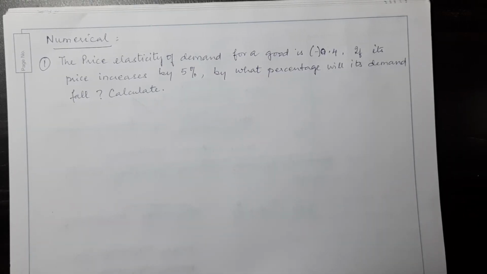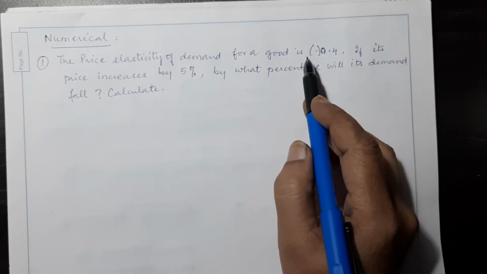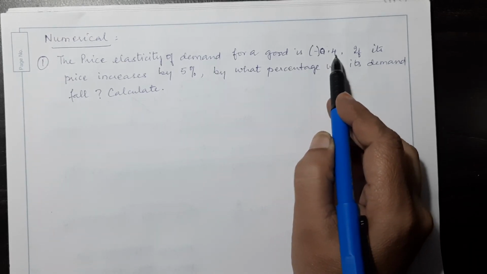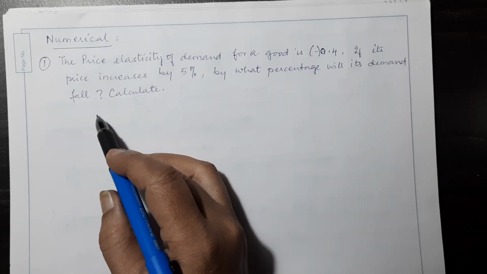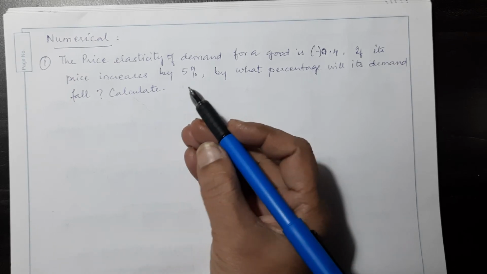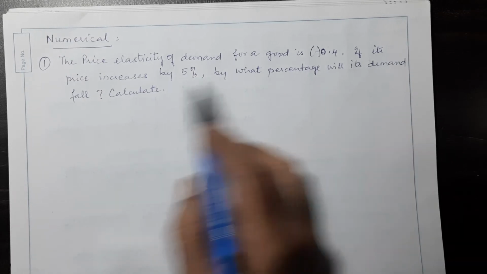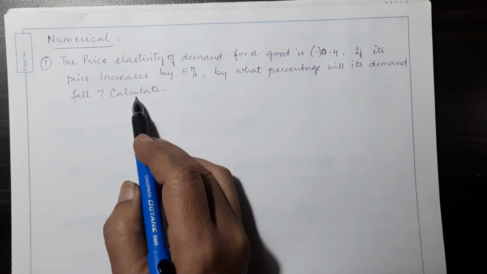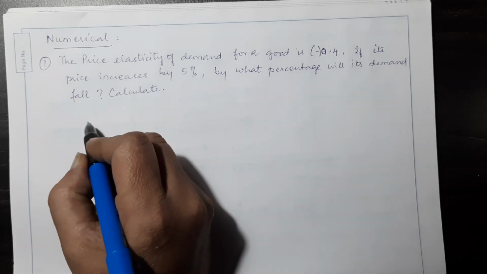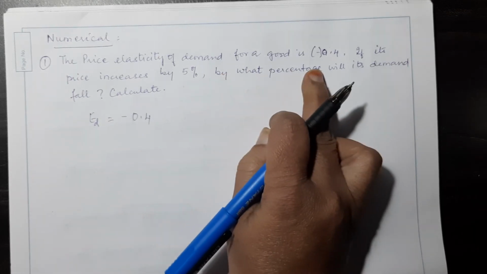Let's try to solve a numerical to calculate price elasticity of demand. The price elasticity of demand for a good is minus 0.4. If its price increases by 5%, by what percentage will its demand fall? Calculate. So here clearly he is telling us price is increasing, and by what percentage will its demand fall? So when price is increasing, demand is falling. Calculate. So let's say price elasticity of demand ED is equal to minus 0.4. This is given to us.